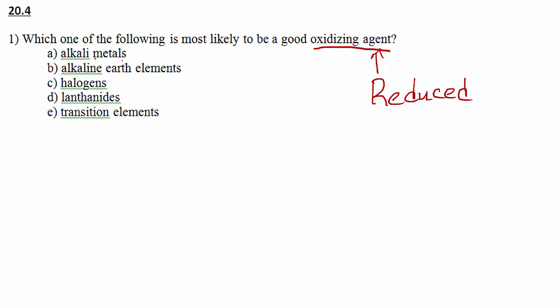Well, we know alkali metals like to get oxidized, so it's not going to be that. Alkaline earth metals also like to get oxidized. Halogens, those group 17s, they're nonmetals. They love to get reduced, so C's looking good. Lanthanides are types of metals, and transition elements are metals, so they're the best ones to be oxidized. Here, definitely the halogens.